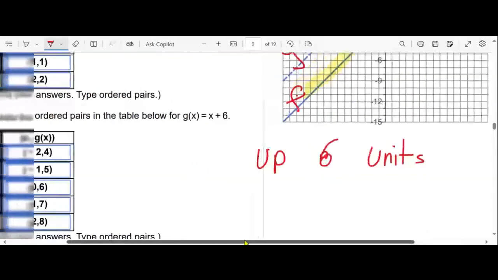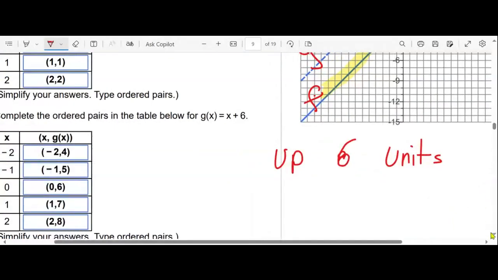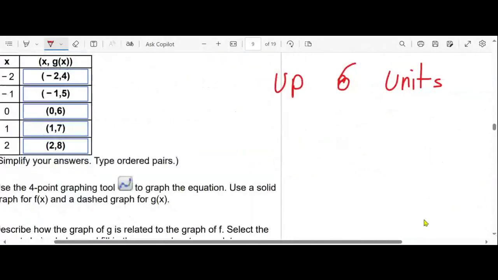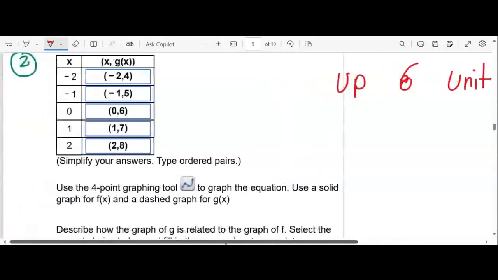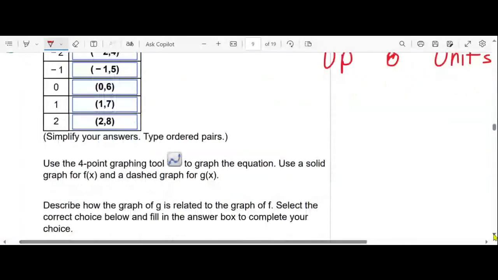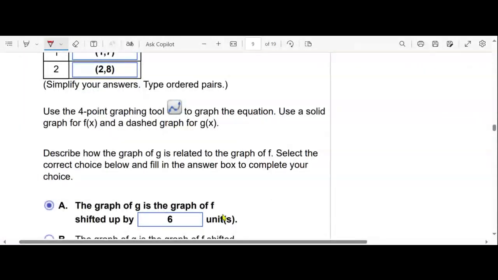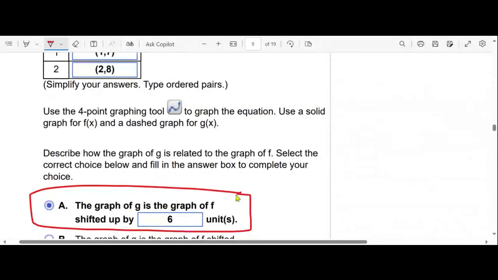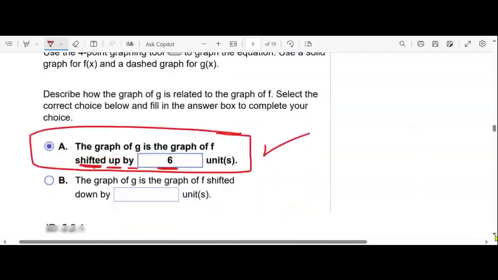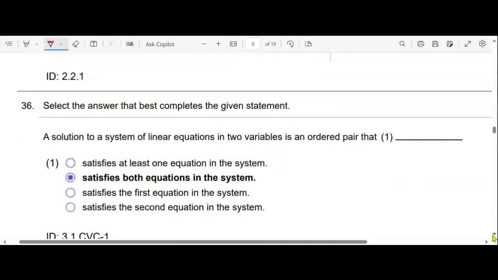So how can we write this? Here in English it says: the graph of g is the graph of f shifted up by how many units? 6 units. Is this clear? Yes. All right. Let's move to the next one.